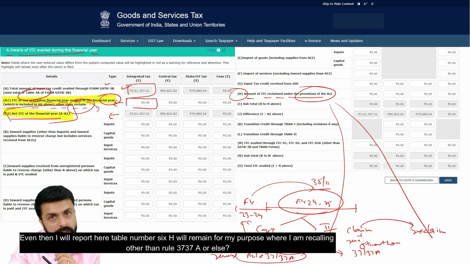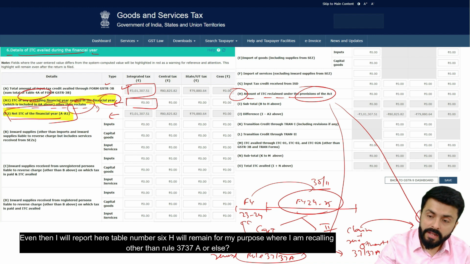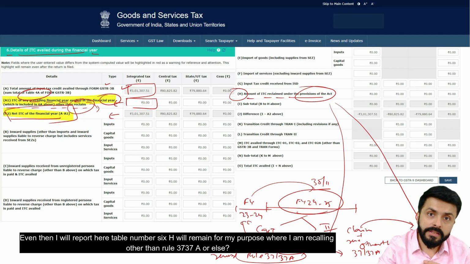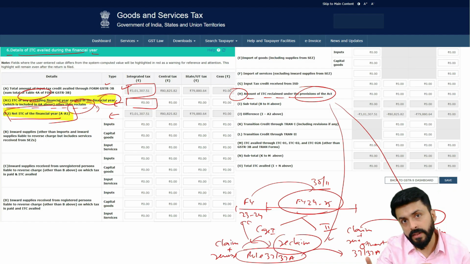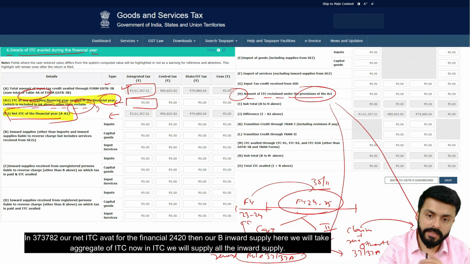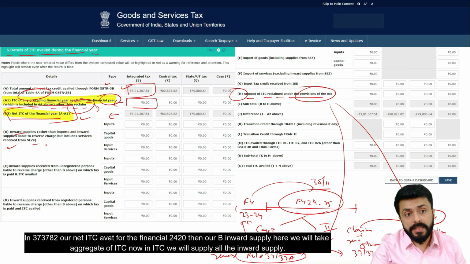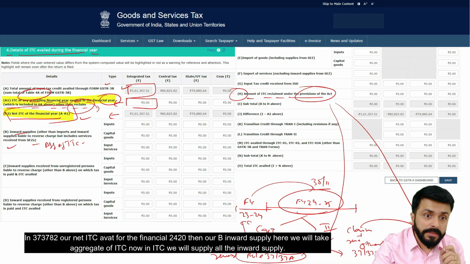Even then I will report here. Table number 6H will remain for my purpose where I am reclaiming other than rule 37, 37A or else. In 37, 37A, 38, our net ITC available for the financial year 24-25. Then our B, inward supply, here we will take aggregate of ITC. Now in ITC, we will take all the inward supply.